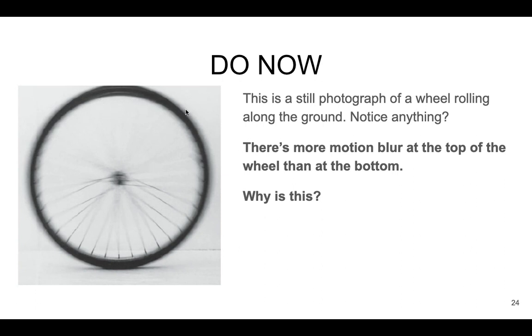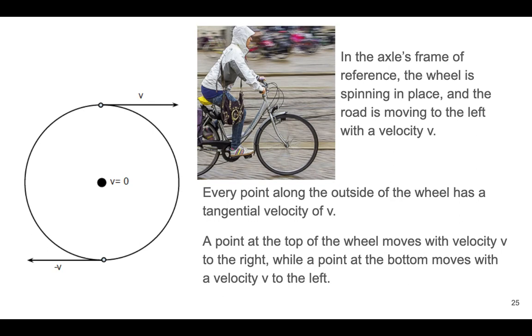This is just a regular photograph. There's no photoshopping going on here. So why is this? In the axle's frame of reference, the wheel is spinning in place and the road is moving to the left with velocity v. What that means is if you were riding along next to this bike rider on your own bike, going at the same speed and watching her ride along, you would be in the same frame of reference as the axle. Meaning, even though the whole bike and the rider are all moving, if you're going right next to them at the same exact speed, it's going to seem like the bike is not moving. So the axle would look very sharp. That would just be the point there.